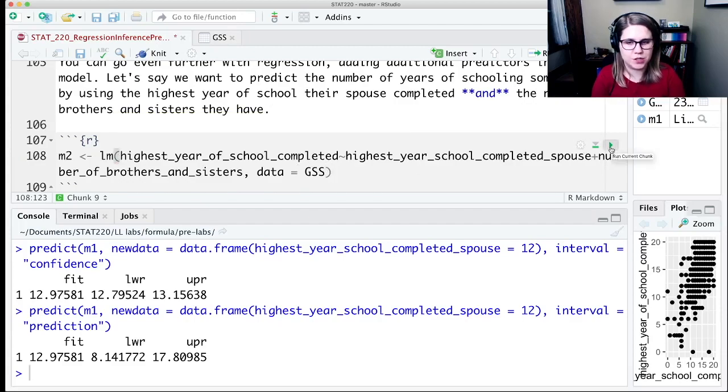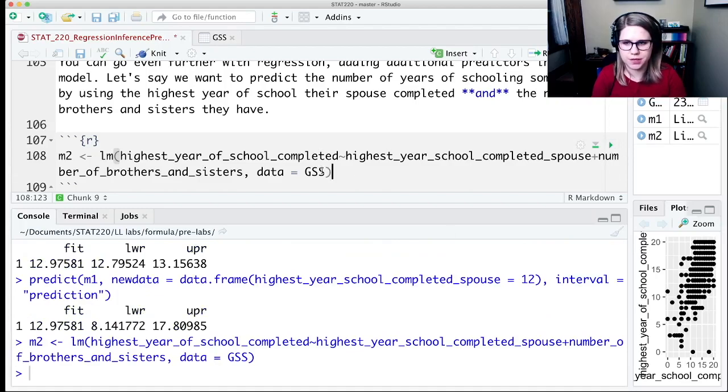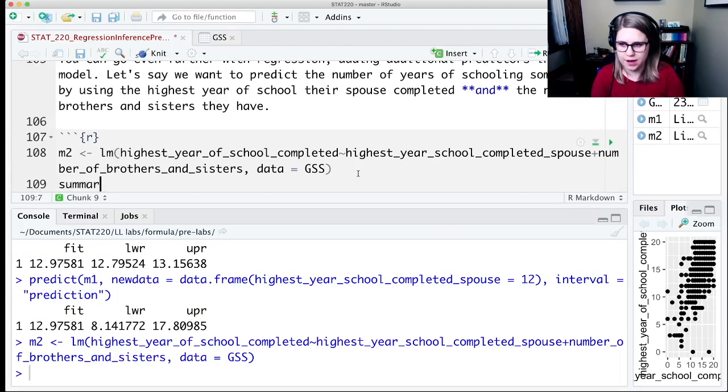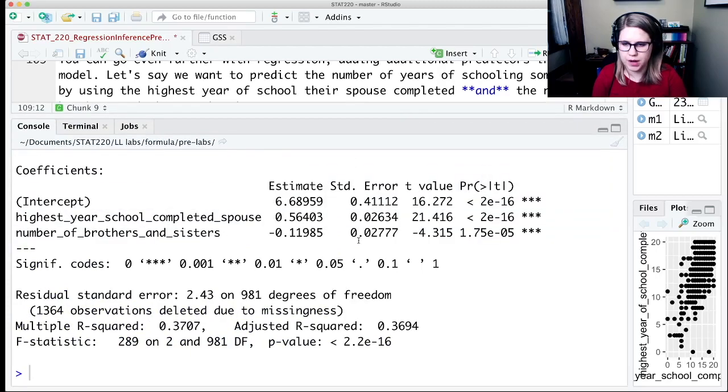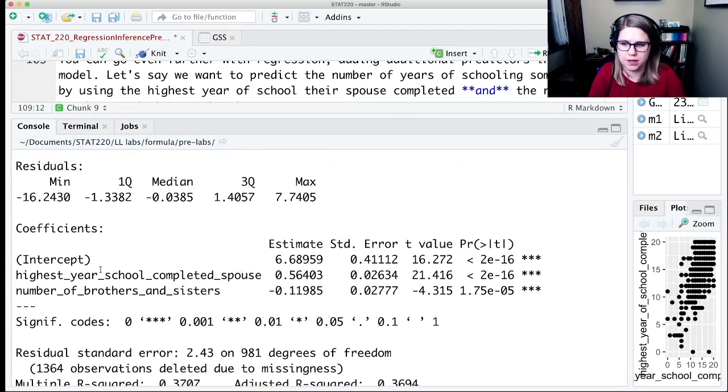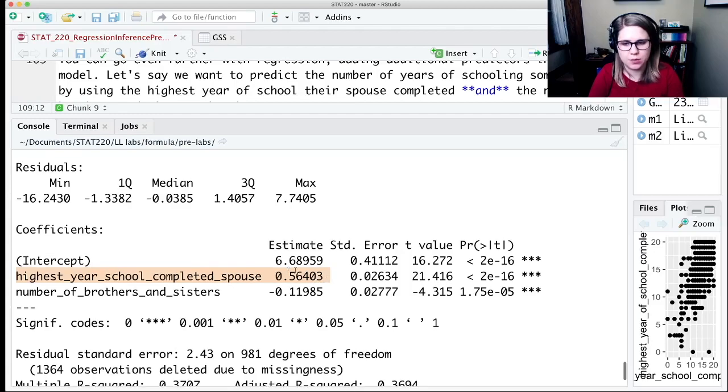So let's hit the play button and just see if it gives us an error. Oh, it looks like it worked, so that's great. And then I can do summary of M2, and I could hit the play button again. Okay, so now I have more coefficients in my output. I still have my intercept. I still have a slope for the highest year of school completed spouse, although it's a different number now because I'm fitting using more variables. It'll always change when I add more variables. And now I have a slope for the number of brothers and sisters as well.